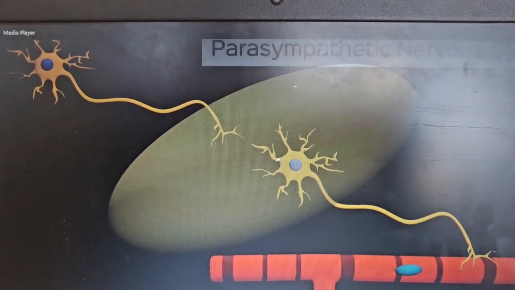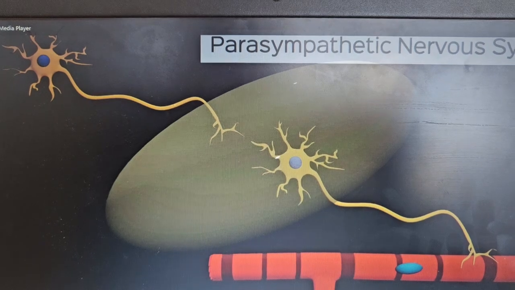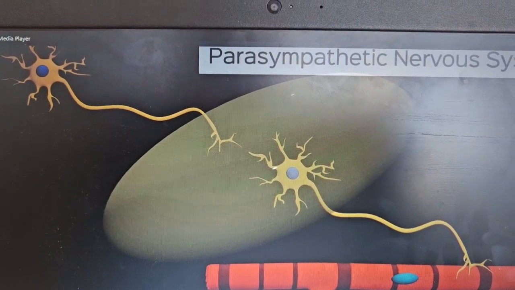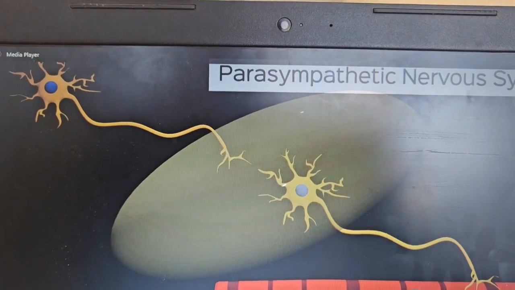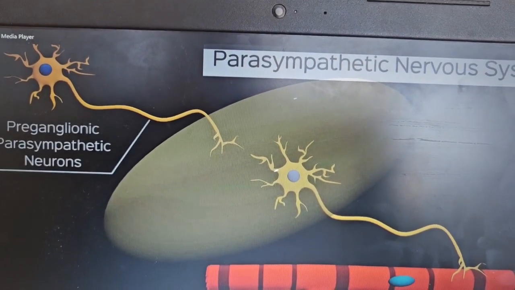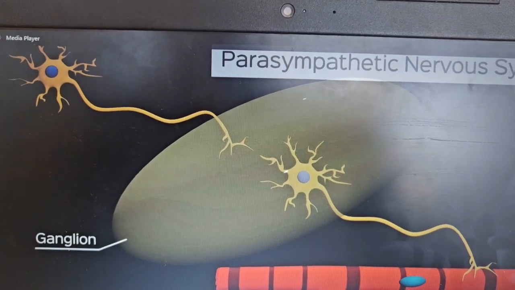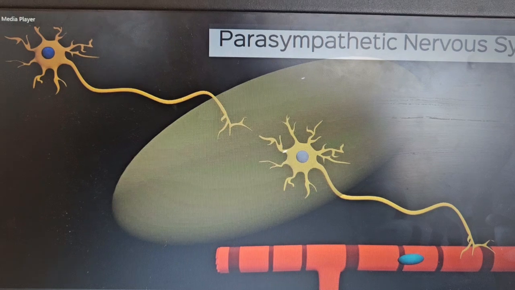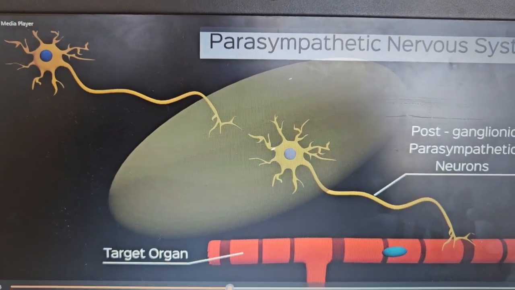Let us first understand the parasympathetic nervous system. The parasympathetic neurons that originate from the spinal cord are long neurons. These neurons travel through the body to the target organ and synapse at a ganglion near the target organ. We call these neurons preganglionic neurons. From the ganglions near the target organs emerge short neurons which directly synapse onto the target organs. These are called postganglionic neurons.